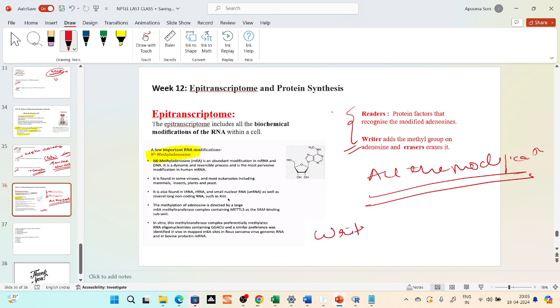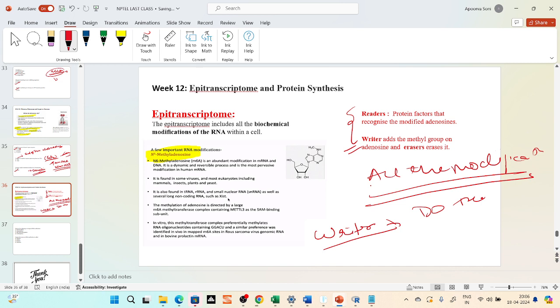Writer, they do the modification, just like a writer writes it. So writer, they do the modification, that means they're adding the methyl group. Reader, they recognize the modification, and eraser, it erases the modification. Just like a writer writes a poem, somebody reads it and somebody erases it.